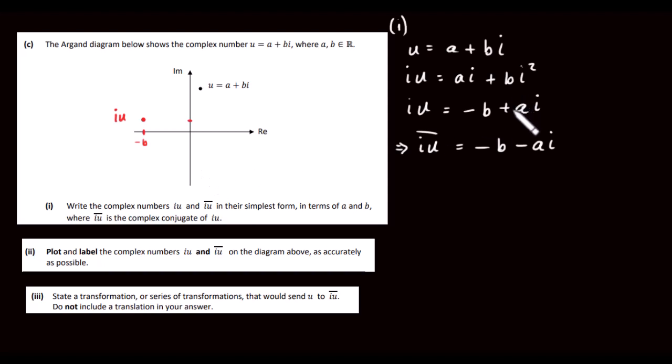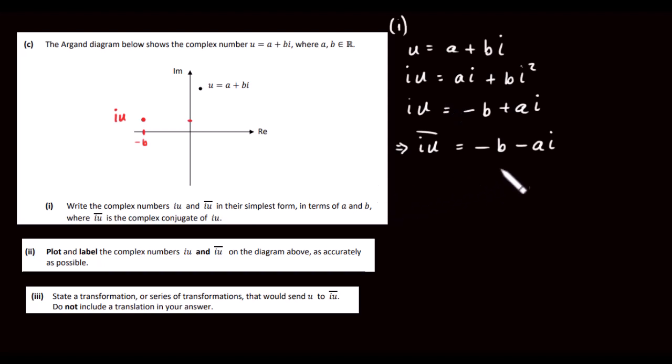And you can see that that's really just simply a rotation of u 90 degrees anti-clockwise about the origin. When you multiply a complex number by i, it's a rotation anti-clockwise 90 degrees. Okay, so that's the first one.